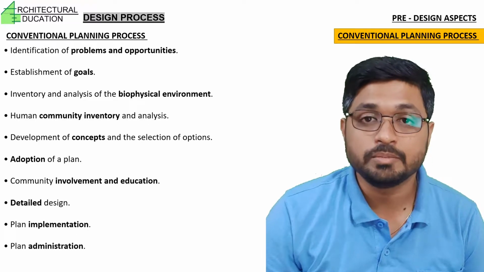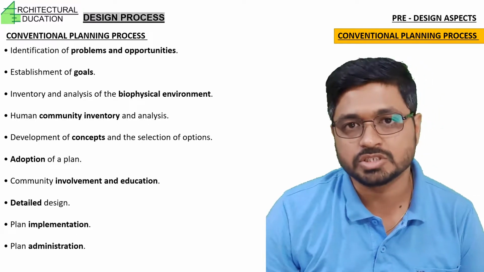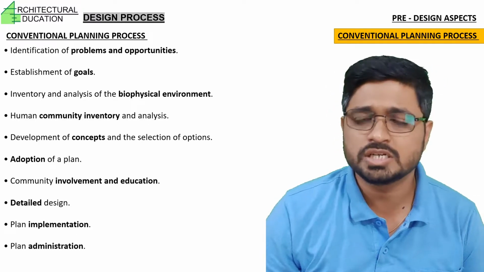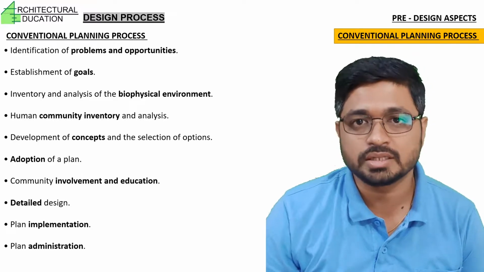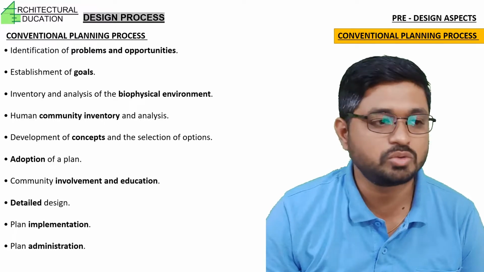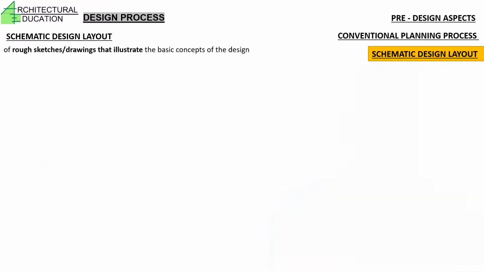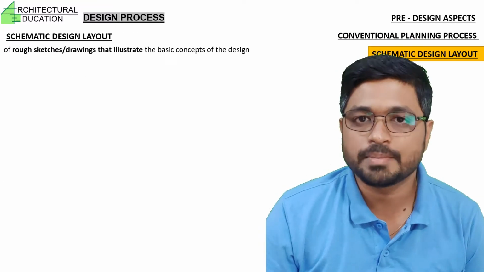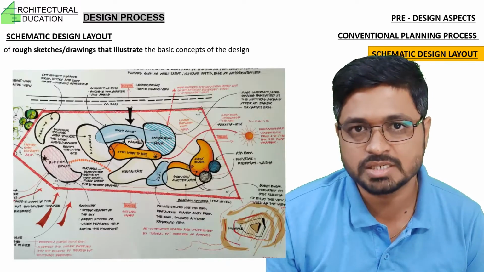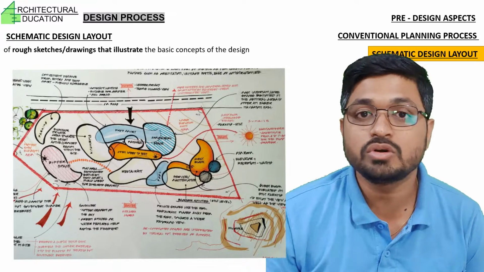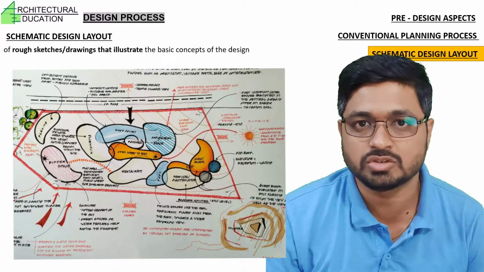Next one is plan implementation and administration. There are other stages over here also, like maintenance, operation, and other things, but for the time being we'll try to understand till this process. In schematic design layout, what happens is we try to develop a rough categorization of spaces and their activities. We try to develop a network between those activities also.